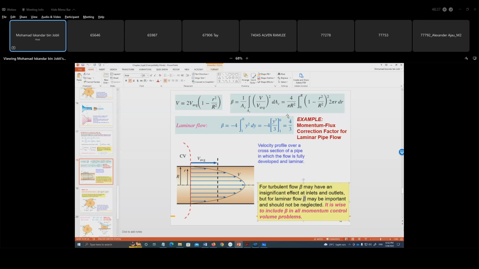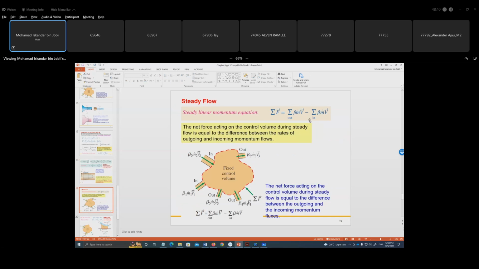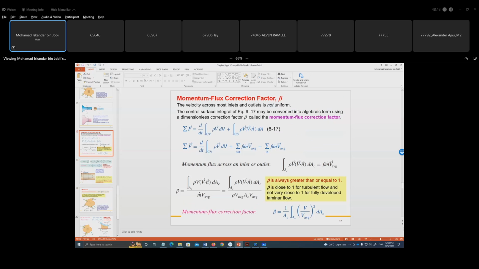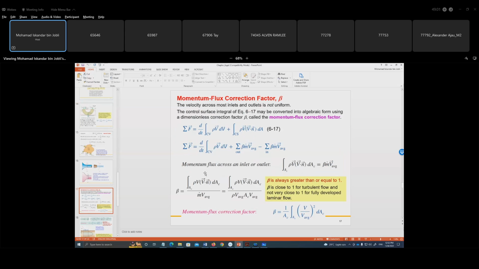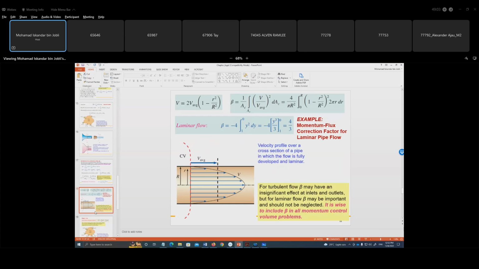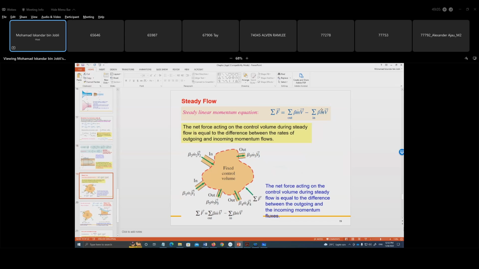So this is the case for laminar. And then for steady flow, like I told you, the V cancels out, which leaves us this. Now, the moment you expand this, you get this, right? So for steady flow, this is the equation to use.